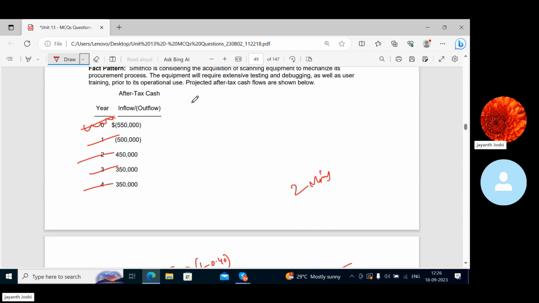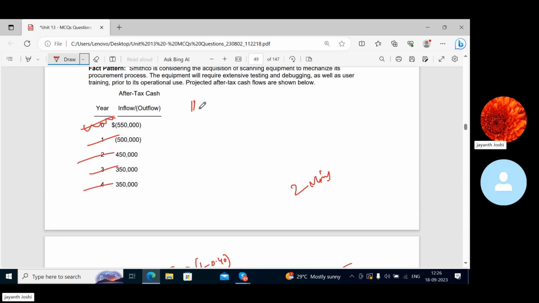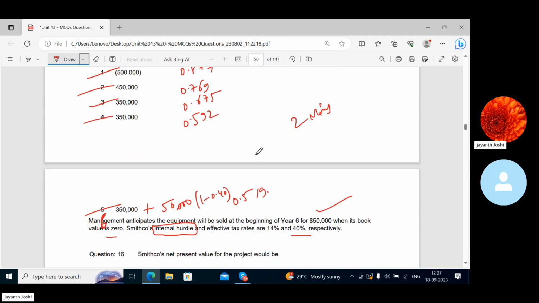So discount is at the rate of 14%, right? Yeah, 14%. So we will take the factors. 0.877, 0.769, 0.675, 0.592, 0.519. So can you find out the NPV and tell me, please?